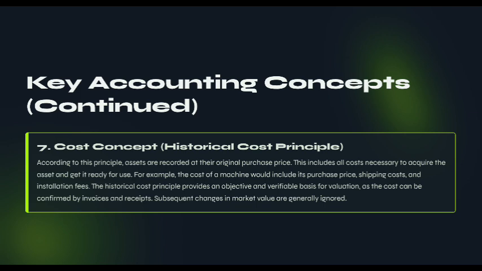Cost concept, historical cost principle. According to this principle, assets are recorded at their original purchase price. This includes all costs necessary to acquire the asset and get it ready for use. For example, the cost of a machine would include its purchase price, shipping costs, and installation fees. The historical cost principle provides an objective and verifiable basis for valuation, as the cost can be confirmed by invoices and receipts. Subsequent changes in market value are generally ignored.